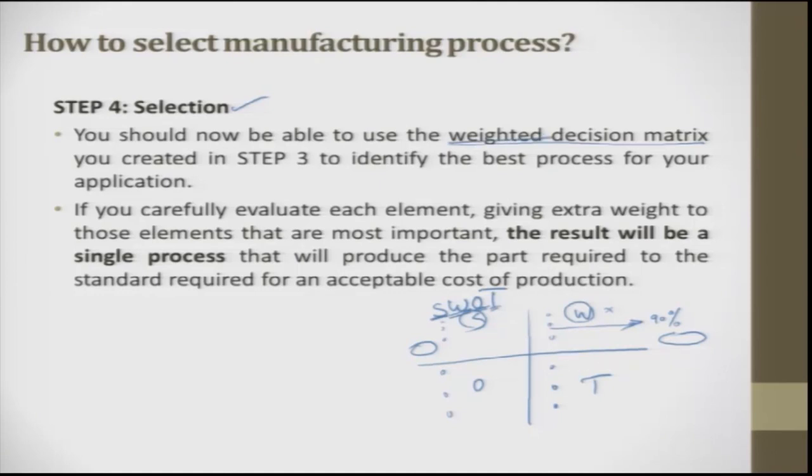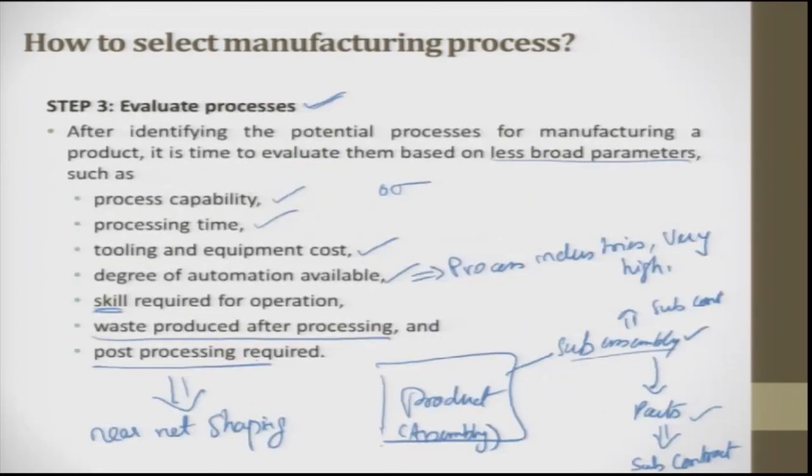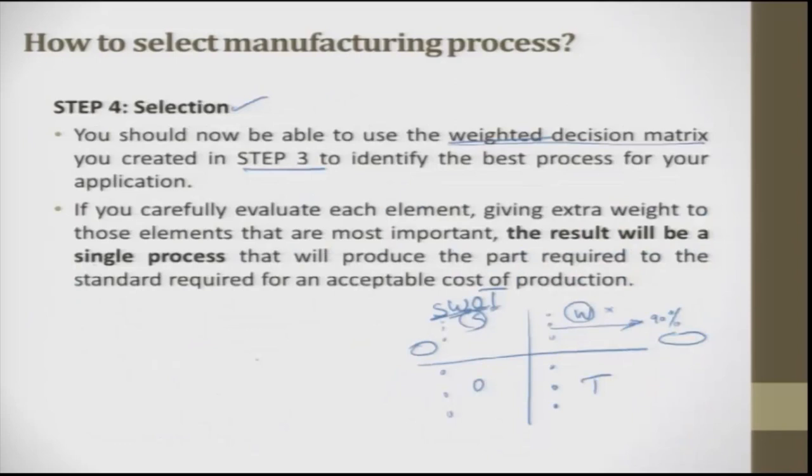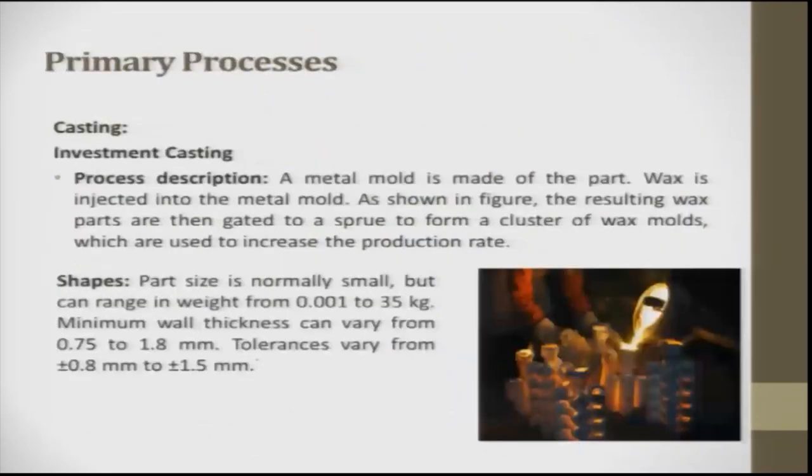You should now be able to use the weighted decision matrix you created in step 3 to identify the best process. If you clearly evaluate each element, giving extra weightage to those elements that are most important, the results will be a single process that will produce the part required to the standard requirements for an acceptable cost of production. So, these criterias you give weightages, and after giving these weightages, you sum it up, and then you choose a process. So, now let us see some of the processes.